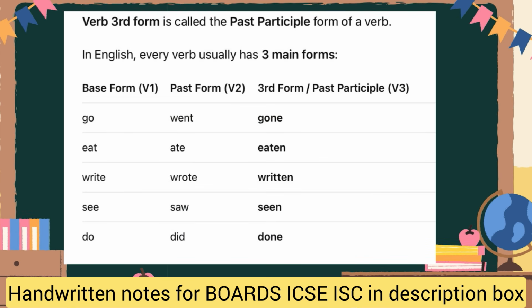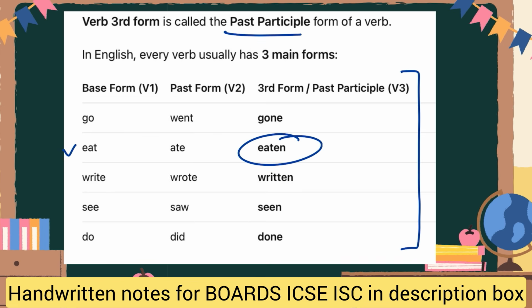Now let's talk more about it. What is the verb's third form? It is called the past participle of a verb. In English, we have three forms of verb: base form, past form, and the third form. Here you can see this is go. Now the past form will be went and the third form is gone. In the case of passive voice, we'll be using the third form, that is the past participle. Eat, ate, eaten. Write, wrote, written. So this is just to clear out some basic concepts because many of you don't know what a verb's third form is. Okay? Just comment if you didn't know about it.